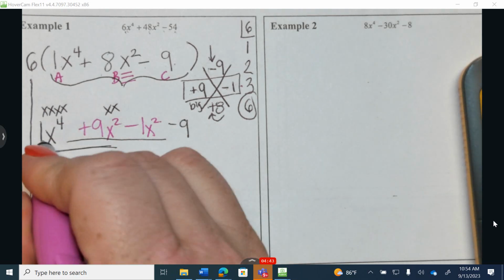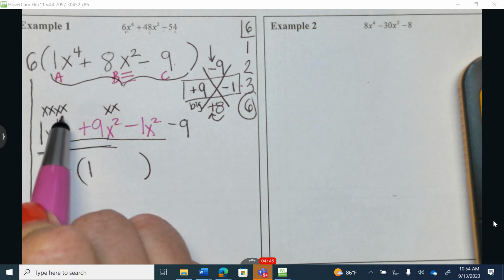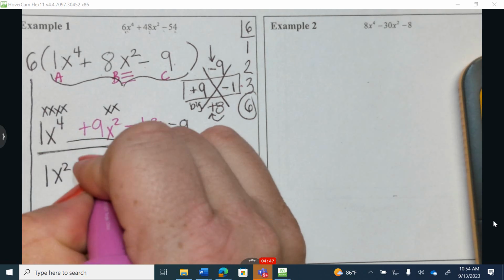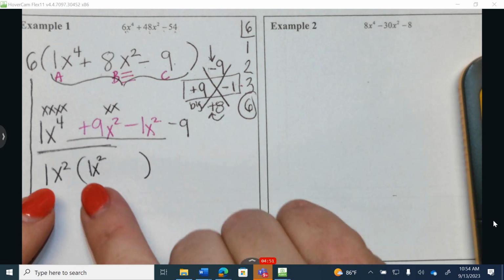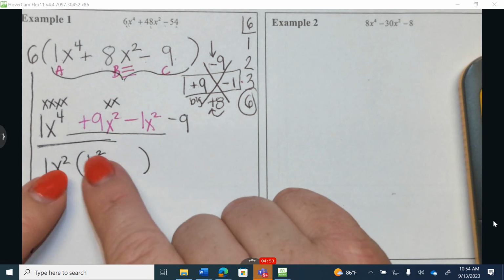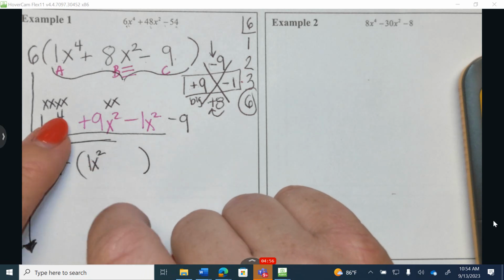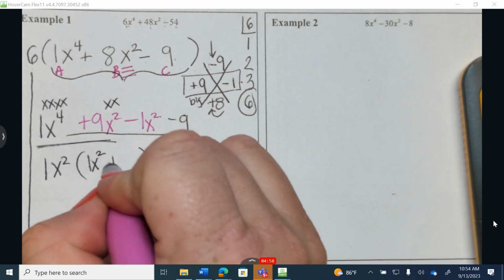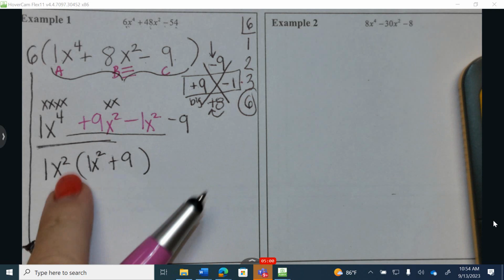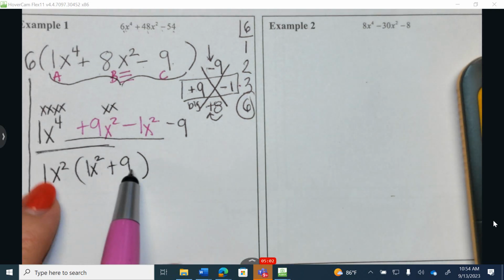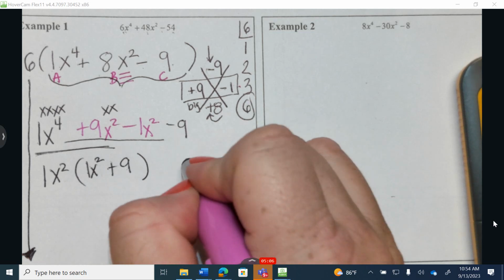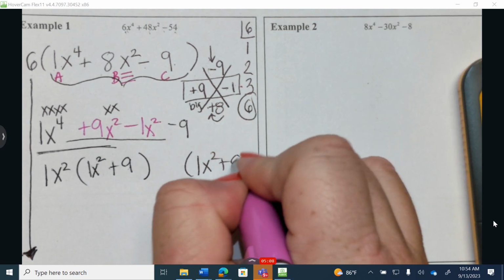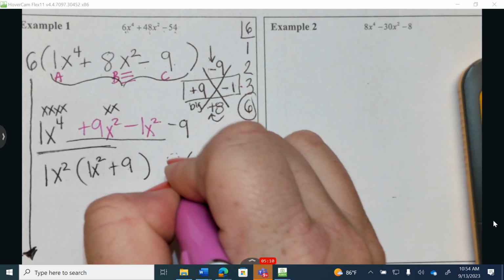1 times 1 is 1. I need 4 x's. That's 2 more. And oftentimes when I'm tired or I'm moving fast, I make small mistakes. So I'm just going to tack on: 1 times 1 is 1, and 2 and 2 gives us 4. We're good. 1 times 9 is 9. I need 2 x's and I already have them. I'm checking again. 1 times 9 is 9. I need 2 x's, I have them. Whatever is in parentheses comes in back. And I put a really light question mark in front.